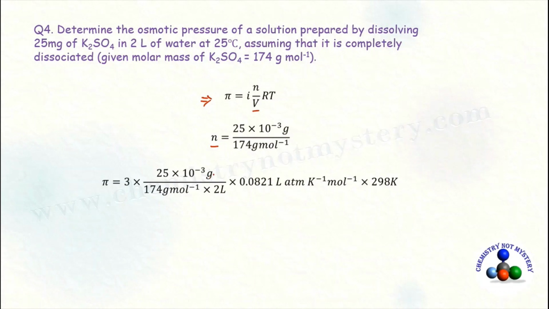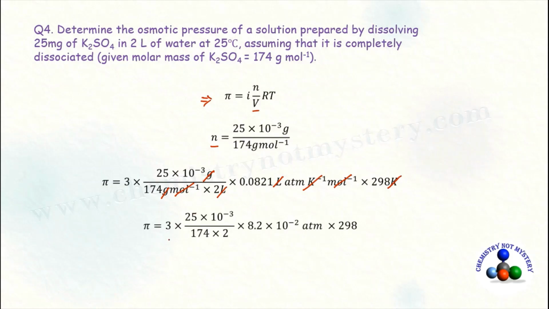Now gram and gram will get cancelled out. Per mole and per mole will get cancelled out. Liter and liter will get cancelled out. Per Kelvin and Kelvin will get cancelled out. Now convert 0.0821 into scientific notation. So here you will get pi is equal to 3 into 25 into 10 raised to minus 3 over 174 into 2, multiplied by 8.2 into 10 raised to minus 2 atmosphere into 298.